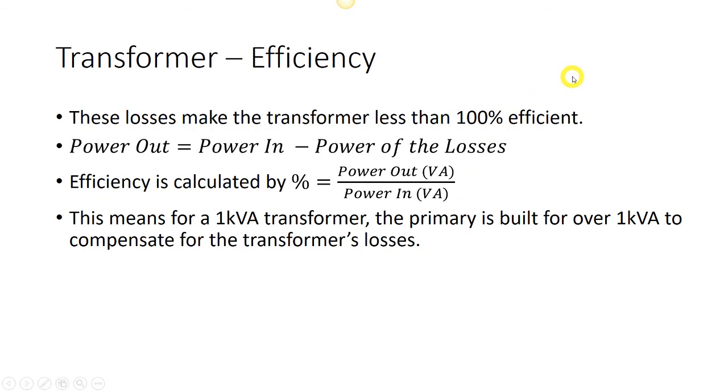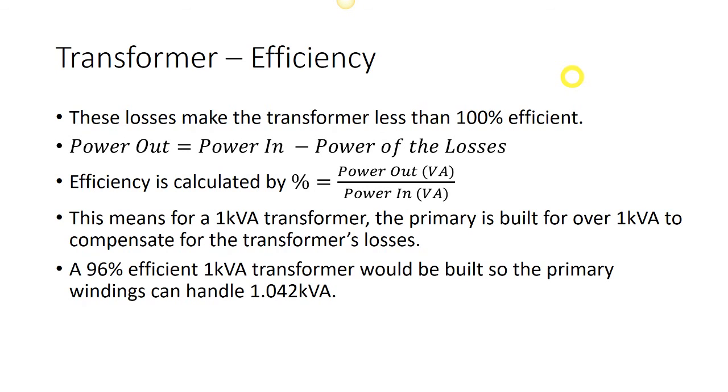This means that a 1 kVA transformer has to be overbuilt on the primary side. So remember, all transformers are rated on the secondary side. So a 1 kVA transformer means 1,000 volt amperes can be output by the secondary winding. Because we have these losses, our primary winding is going to have to be able to handle something more than 1,000 volt amperes. It might be 1.01 kVA, but it will have to be built to handle the losses that are going to happen within itself.